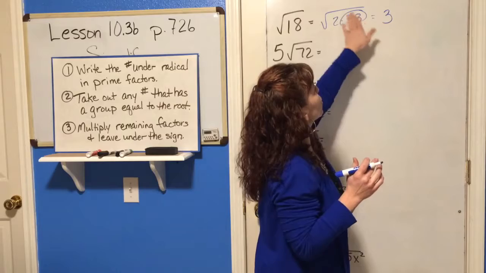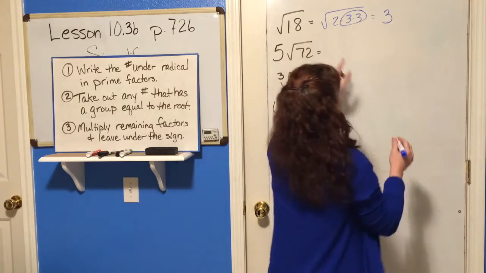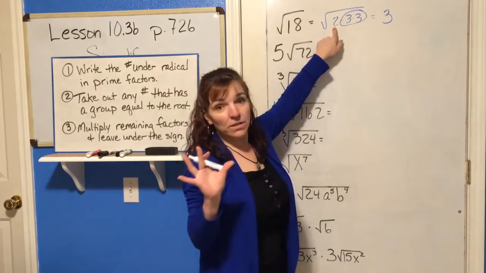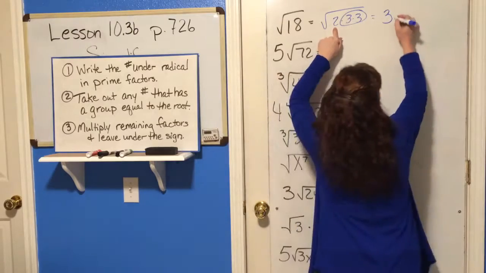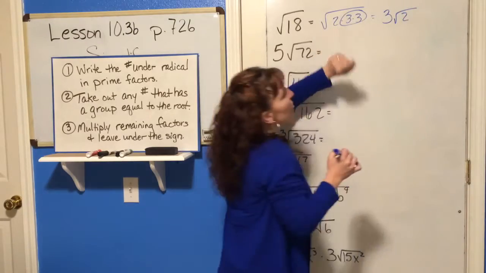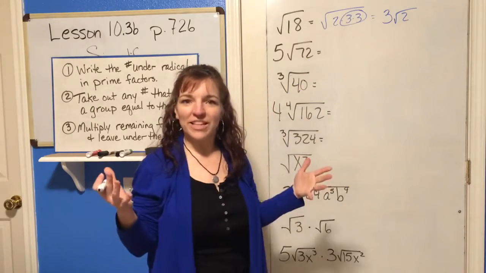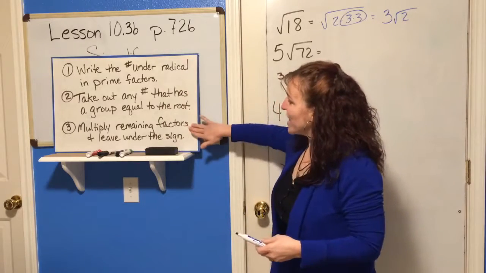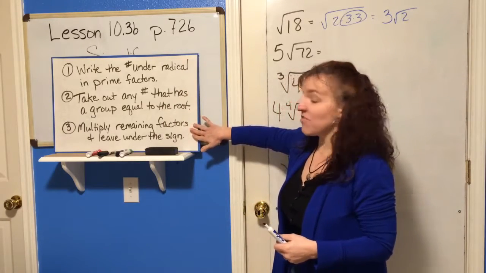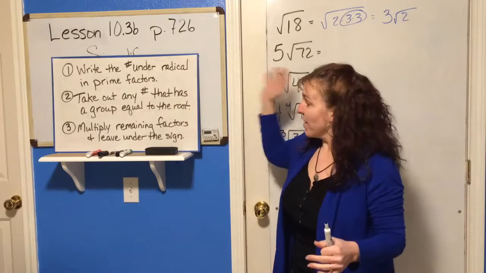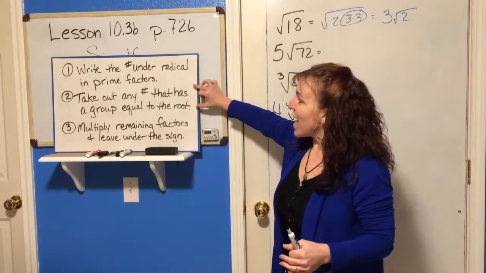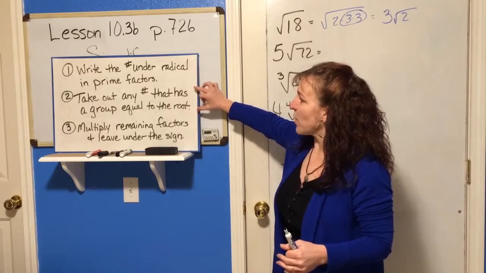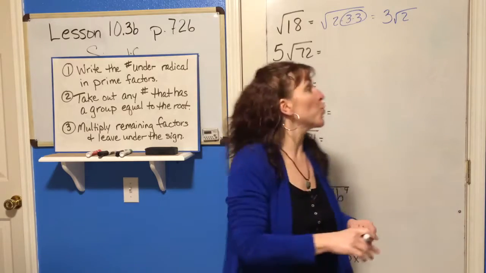So the square root of this 3 times 3 is the 3. All right, the 2 is left all by its little lonesome, and so it has to stay under that square root symbol. So we have 3, square root of 2 is our final answer. All right, we didn't get to do step 3, multiply any remaining factors. I'll show you that in a little bit. But so that's what step 2 means. Take out any number that has a group equal to the root.